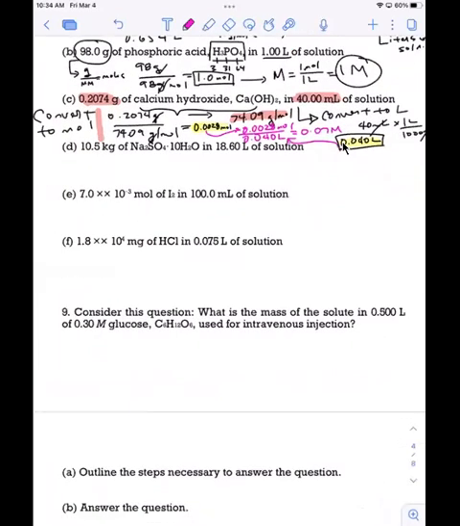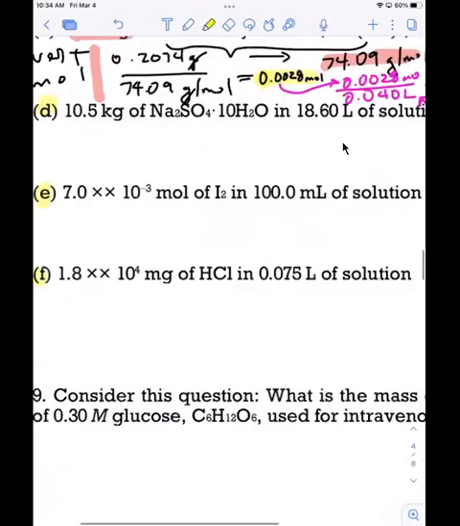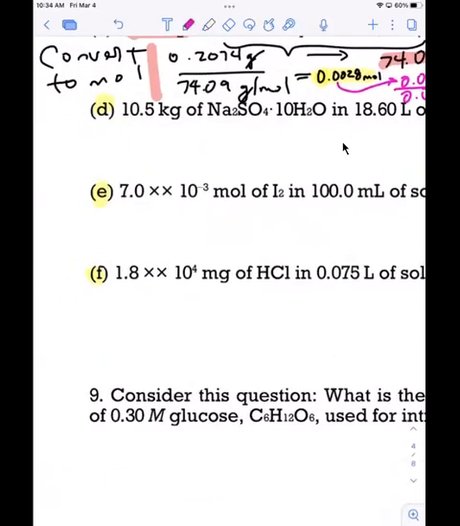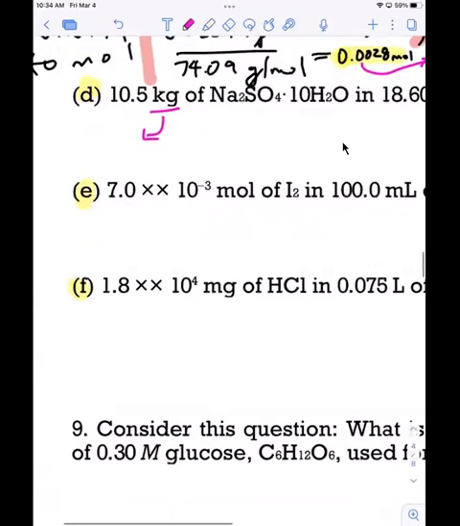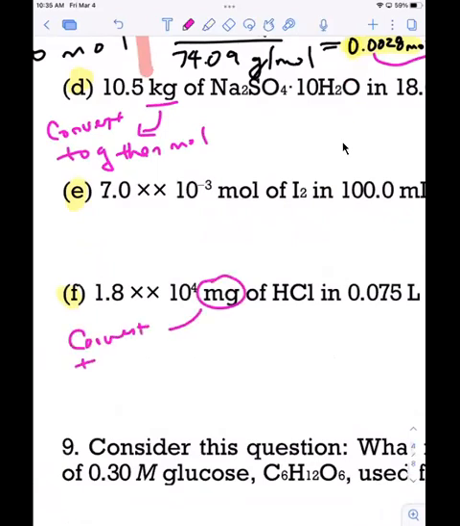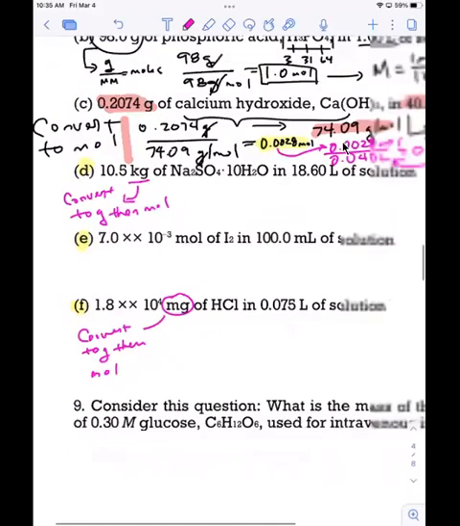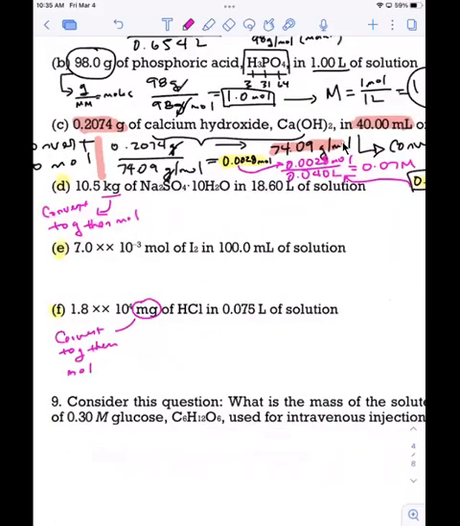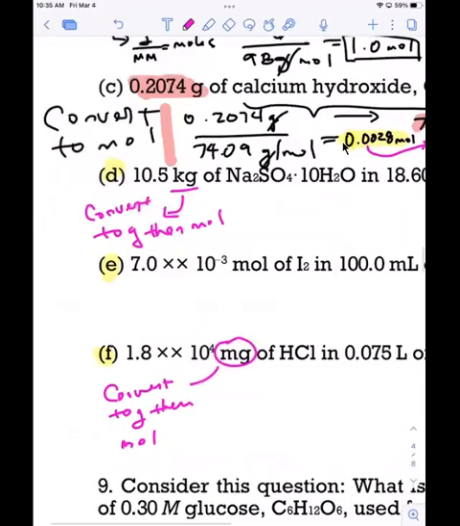All right. So you can do D, E, and F. D and F are going to require conversion to grams and then to moles, right? Same thing here. Let's go ahead and do D because D is kind of tricky.